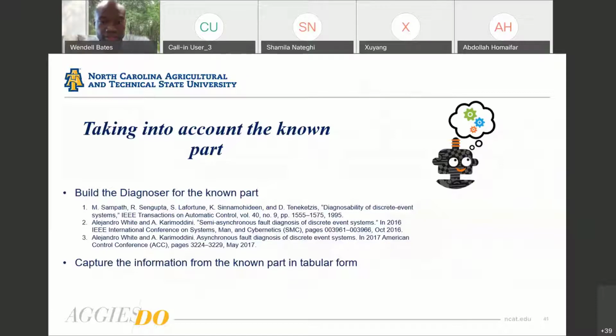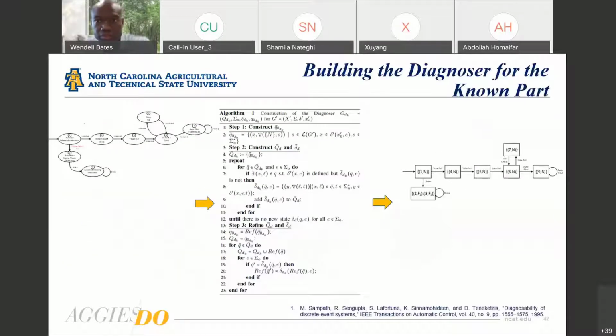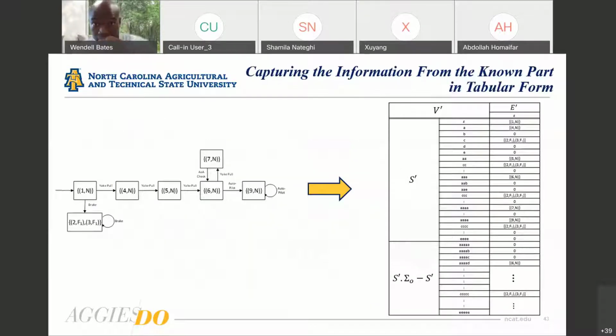And these are some references to the literature that have been done on when you know the system, how to build a diagnoser. And then we get into capturing the information from the known part into tabular form. And so first we build the diagnoser for the known part using this algorithm. And then, like I said, we capture the known information into tabular form.